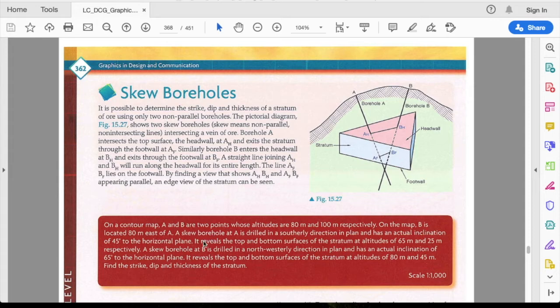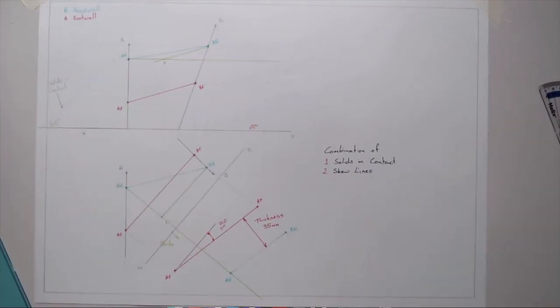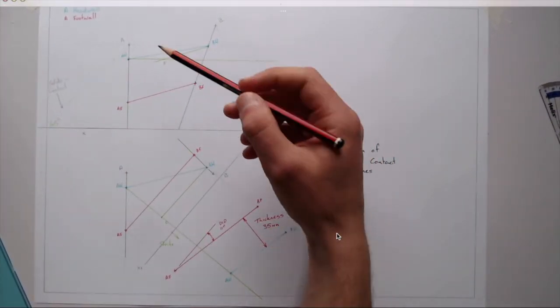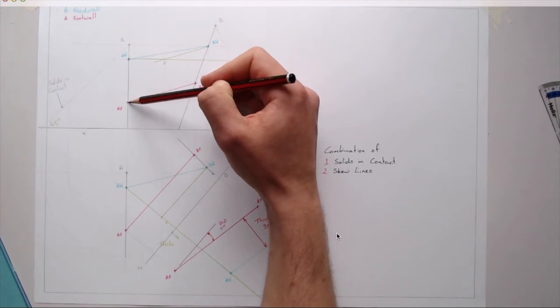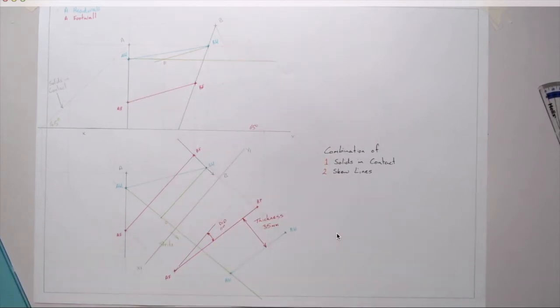So what we have for the next bit is that we have our borehole A put in there in the elevation and the plan, and then we have where it reveals the top and the bottom surface of the stratum at altitudes of 65 and 25 respectively. So what we're going to do is look here, and I've come up 65 up to my AH and up 25 up to my AF.